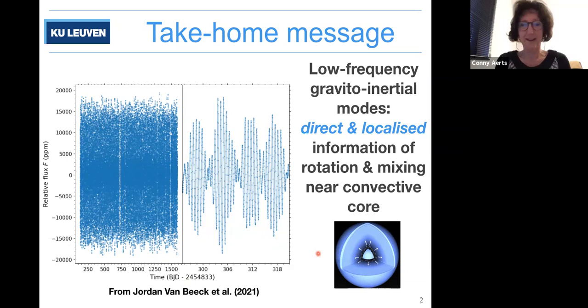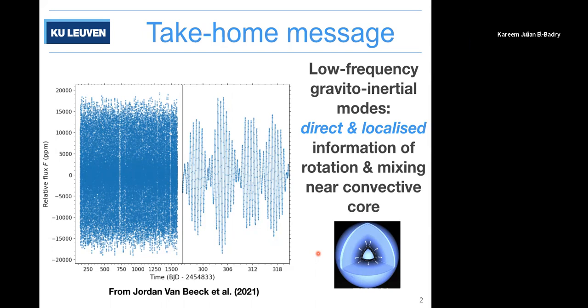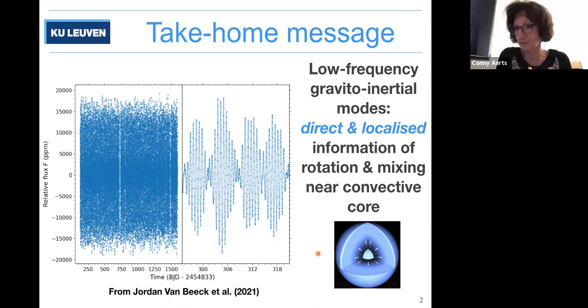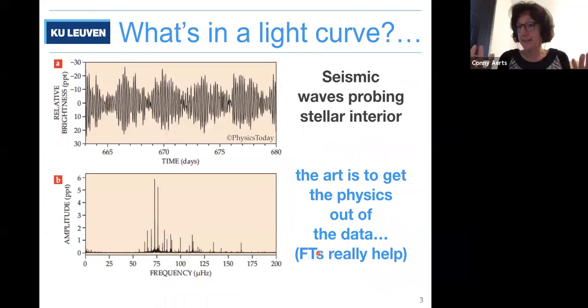Now, how do we do that? On the graph, you see here one Kepler light curve in the left panel of 1500 days. In the right panel, a zoom on 20-ish days, and you see beautiful oscillations beating against each other, positive interference, negative interference. And the art is to get the information from the physics of that near core region out of such a light curve. So that's what we will be doing. So what's in a light curve?